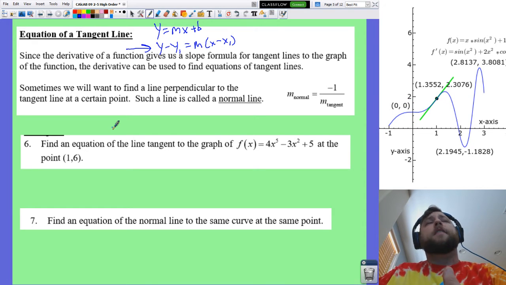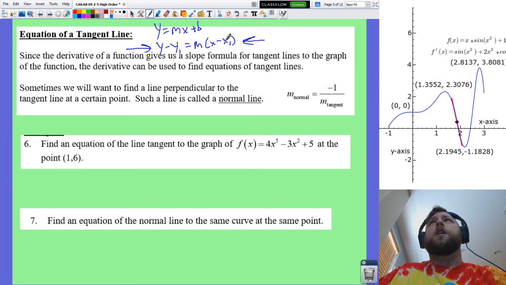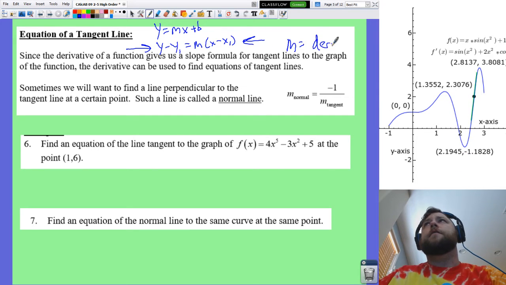We might want to write the equation of one of these tangent lines. Well, I think we're going to use point-slope form. All you need is a point, x1, y1, and a slope. But we already learned our slope is the derivative at that point. So we're just using what we just learned to find the slope of an equation of a tangent line.